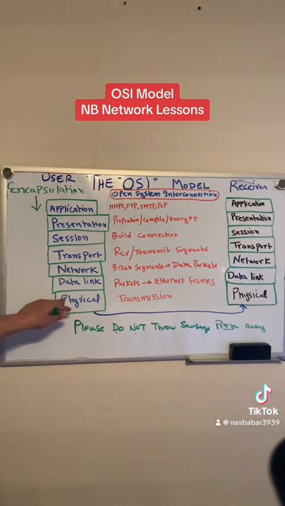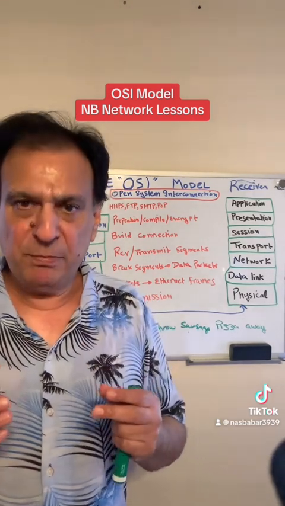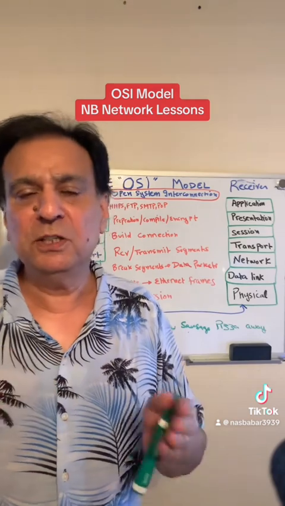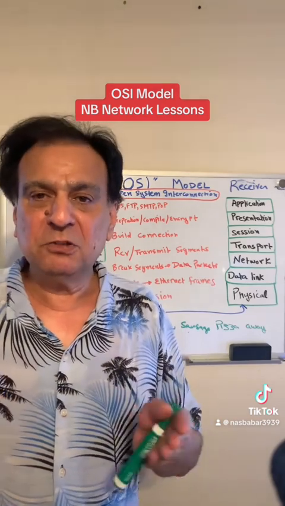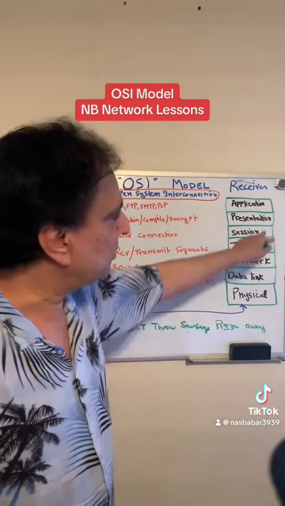And then finally we have the physical layer. Physical layer is where you convert the IP packets into ones and zeros, electric pulses, and then put them on the wire and send them to the receiver.